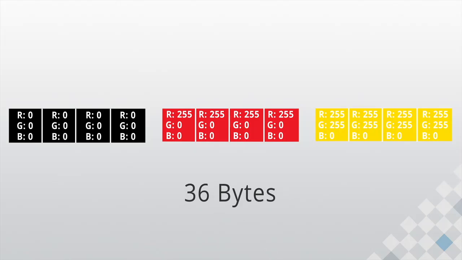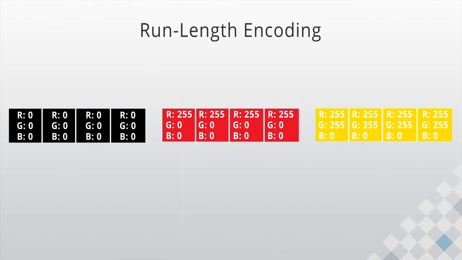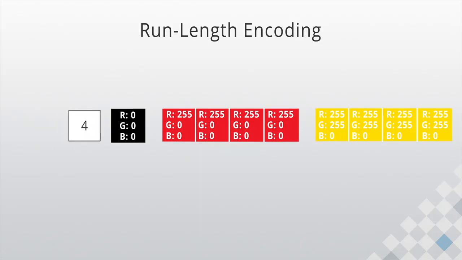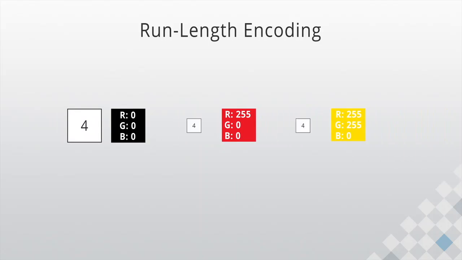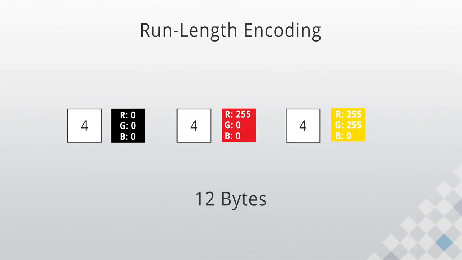One way to compress data is called run-length encoding. This algorithm takes advantage of the fact that many images use the same pixel color multiple times in a row. For example, the image starts with 4 black pixels. Instead of storing each individual pixel, the computer could store the number 4, then the 3 bytes for the color black. The red and yellow pixels could be stored the same way. The number of pixels, then the color value. Using this algorithm, this image would consume only 12 bytes of storage space, 1/3 of the original.